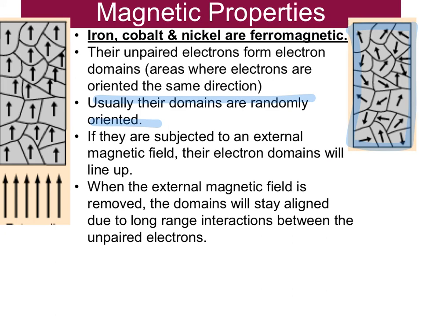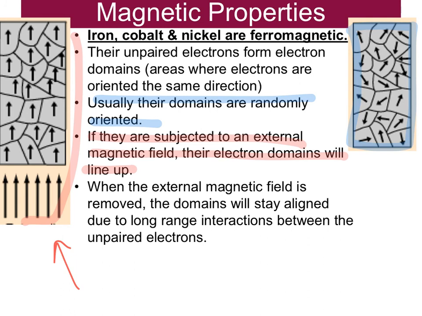Typically, when metal atoms are around each other, they do not directly affect each other's electron configuration. That's what they mean here when they say usually their domains are randomly oriented, meaning the electrons are typically not interacting with each other and they're headed in different directions. Different clockwise and counterclockwise mean different things for the different atoms. They're not interacting with each other.